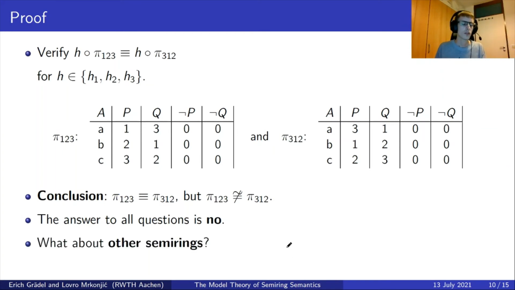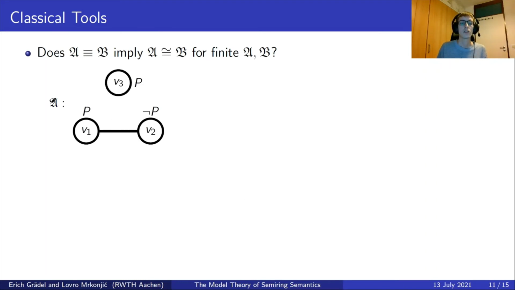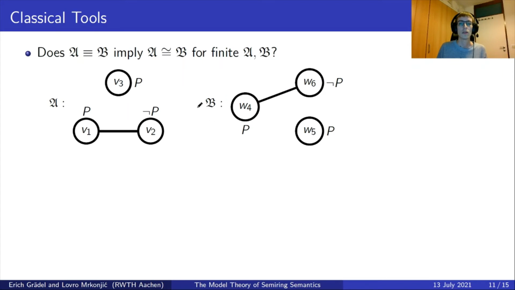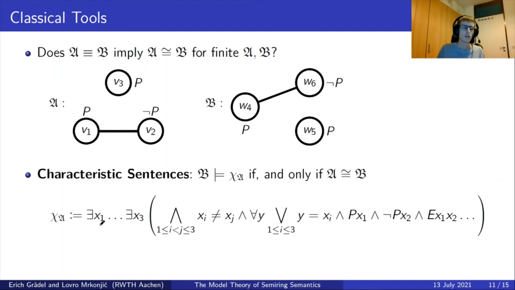And in order to show that, we will draw inspiration from the classical case, where we know that elementary equivalence implies isomorphism, because we can take a structure, a finite structure, and maybe the same structure with renamed elements, so an isomorphic structure to show the example. And now we can attempt to characterize A with a characteristic sentence. So this sentence should have the property that any other structure satisfying it must be isomorphic to A. And we can do this by introducing variables for the elements of A, which is always possible as long as we have a finite structure.